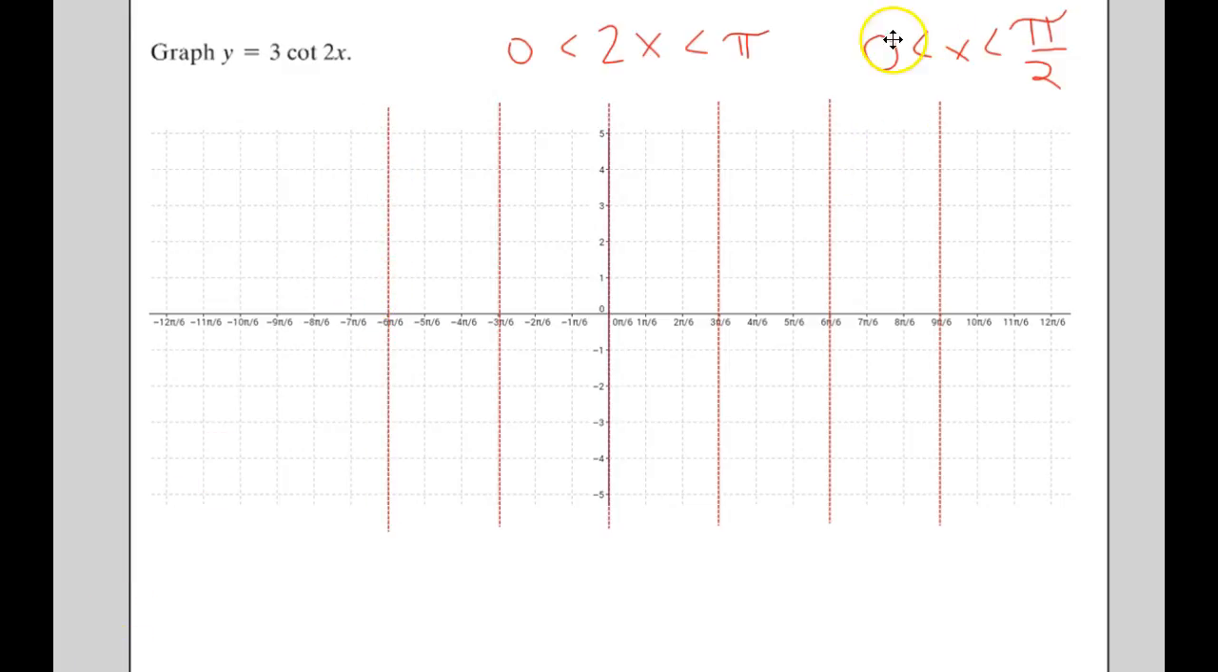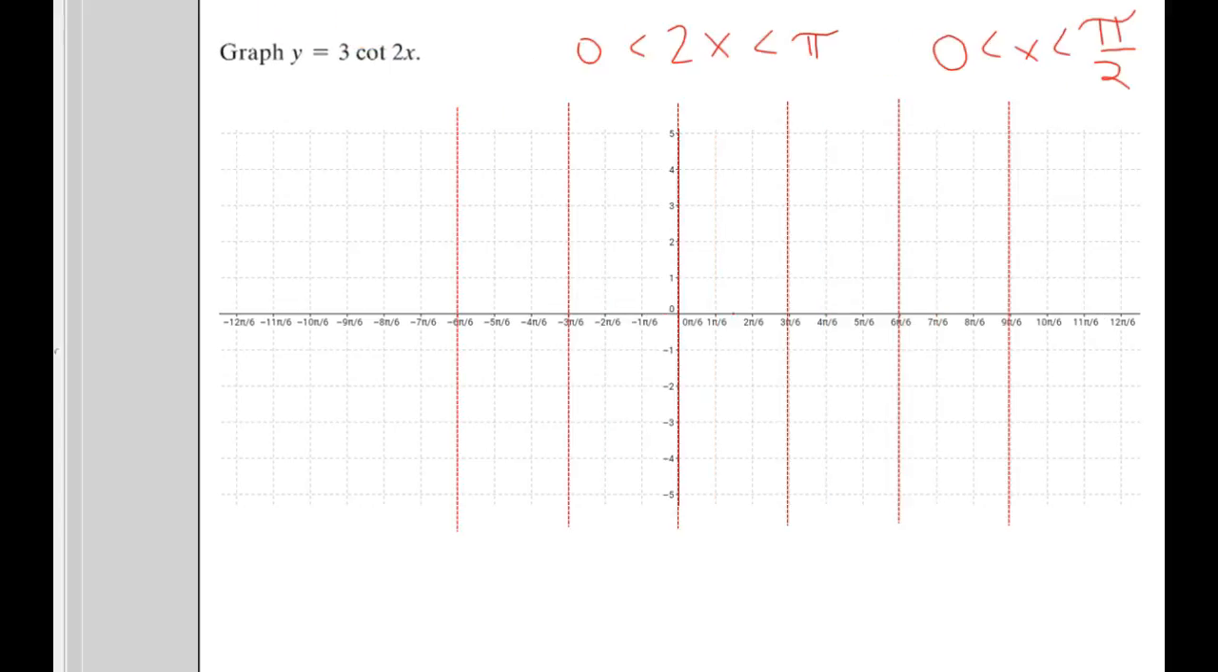Alright, now in between 0 and pi over 2, if I go halfway, I'll be at pi over 4. And at pi over 4, which is going to be halfway between these two, I will be on the x-axis. Make it a little bit bigger so the point actually shows up.